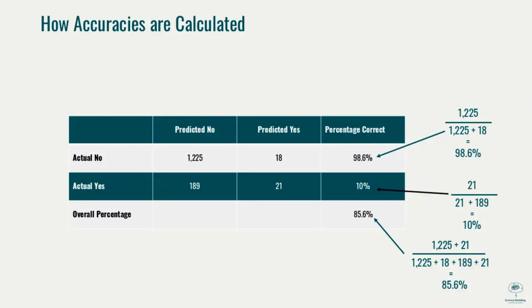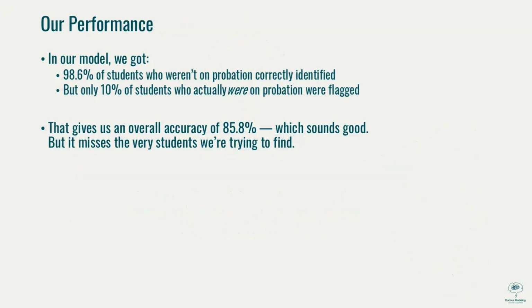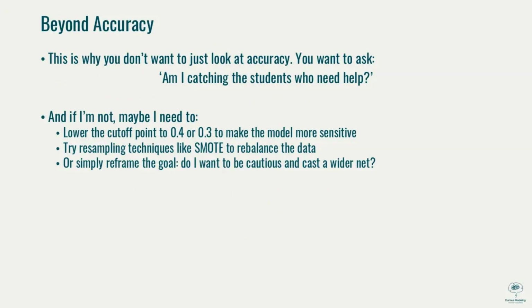So this is not about 99, that's about 10, but because the base rate of the entire population is much less likely to be on probation, it's going to err on the side that we're very good at getting this right, but where we need to make up for it is getting better at the true positive rate. So in our model itself, we got 98.6% of students who weren't on probation correctly identified, but only 10% who were actually on probation we were able to flag. So that gives us an overall accuracy of 85.8%, which sounds good, but it misses the very students we're trying to find. So this is why you don't want to just look at accuracy.